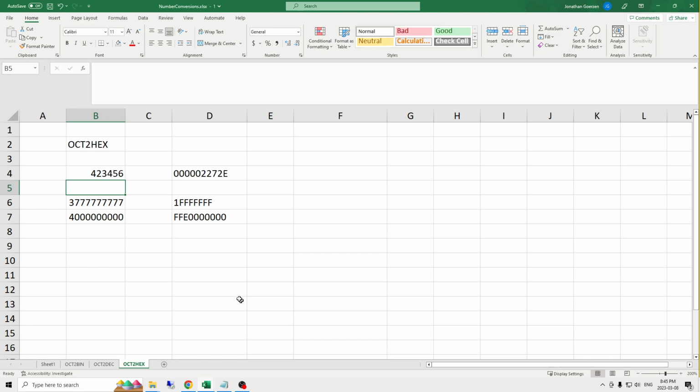All right. Anyway, now that I've had some fun, related functions to this are OCT2BIN and OCT2DEC, the rest of the family of the octal conversion functions, and the function that does the opposite, which is hexadecimal to octal, or HEX2OCT.